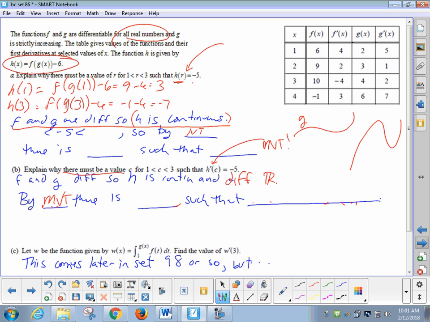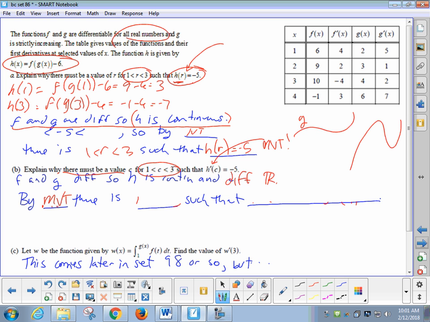There is a, please use, there, this, besides being a hard problem, they also were super picky here. I should have said this. You've got to use what they give you. So if you said there's got to be a C between 1 and 3, you're going to lose points because they didn't ask you to say anything about C. They said to call it R. You have to use R. Here, there's got to be an R between 1 and 3 such that H, not F, H of R is negative 5.